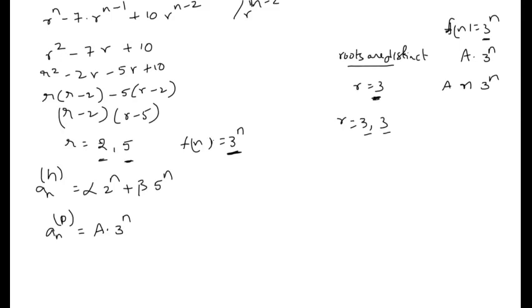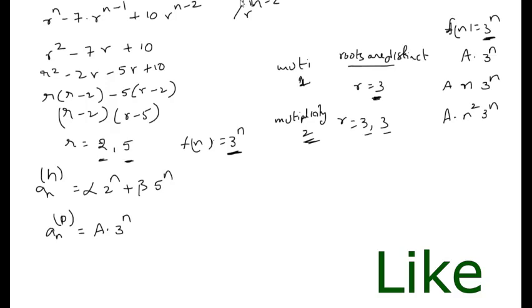So here it is 3, here it is 3 and the function is also 3 power n. So the multiplicity is 2. So here the multiplicity is 2 and here the multiplicity is 1 only. So that's why we have kept n power 1. Here the multiplicity is 2. So the solution is a into n square 3 power n.